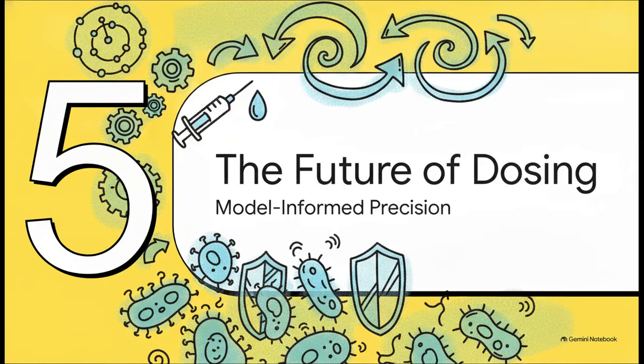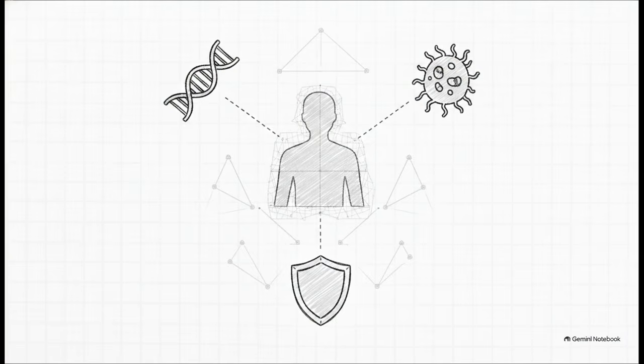Finally, Section 5, the future of dosing and model-informed precision. So, if the old formulas are flawed and bacteria are basically evolutionary escape artists, constantly finding ways to mutate, how do we actually save lives moving forward? Well, the future is all about model-informed precision dosing. We are finally ditching the one-size-fits-all guesswork.